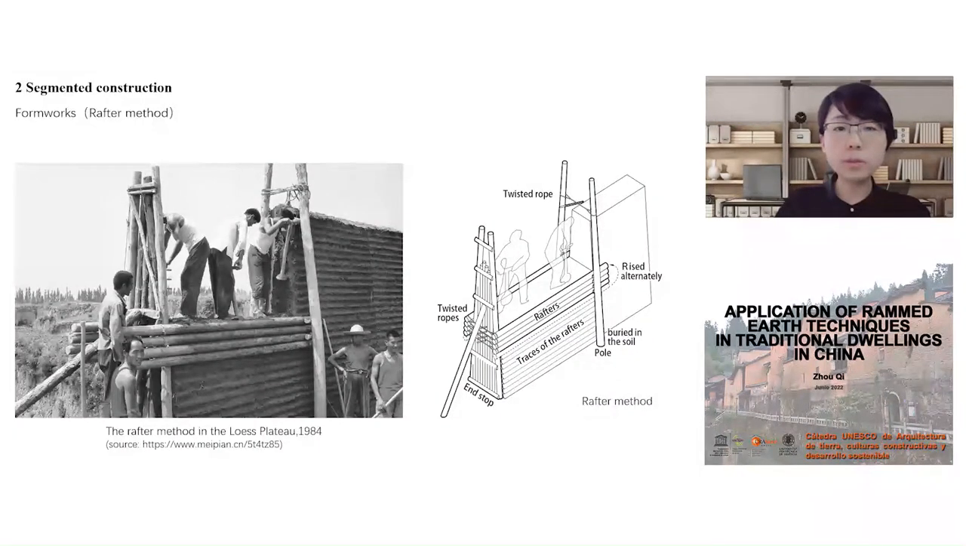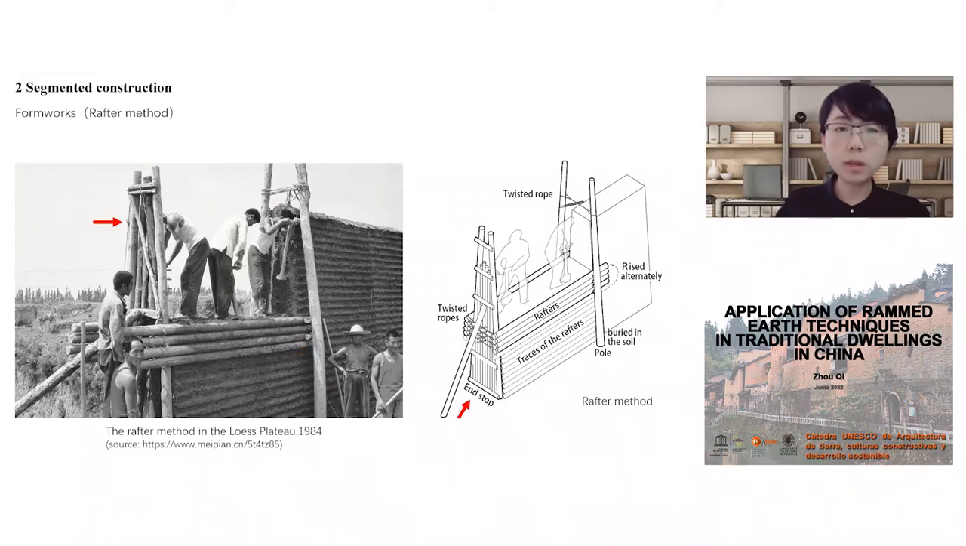In the Loess Plateau area, rafters, thinner logs, are used instead of planks, making this construction called the rafter method. The end of the rafter near the end stop is tightened with ropes, and the end near the built wall is fixed with a pile of poles. Their upper end is tightened with a twisted rope and the lower end is driven into the ground. Wooden wedges are placed between the rafter and the poles to fasten them and facilitate their removal.